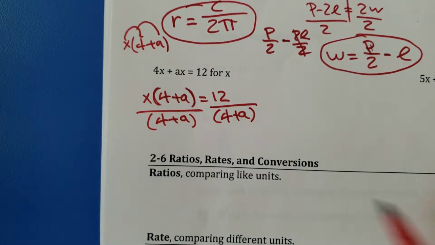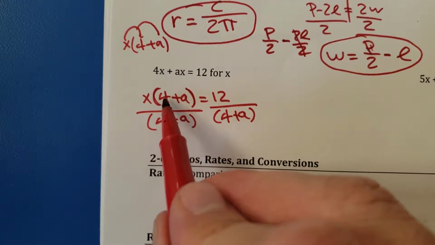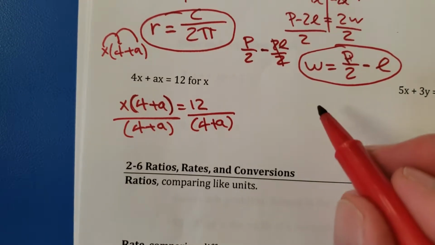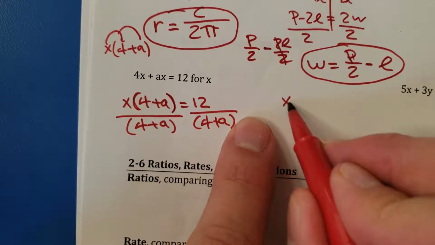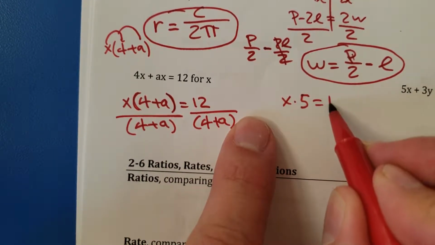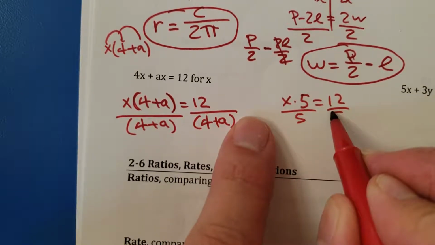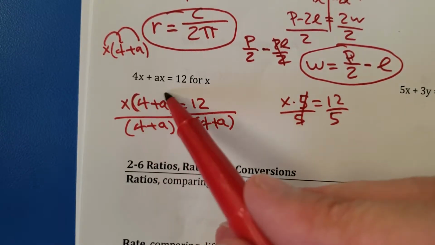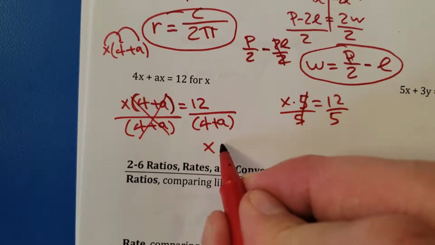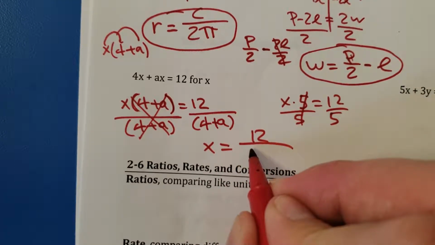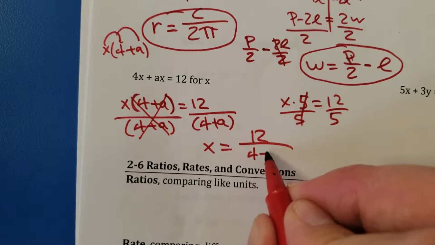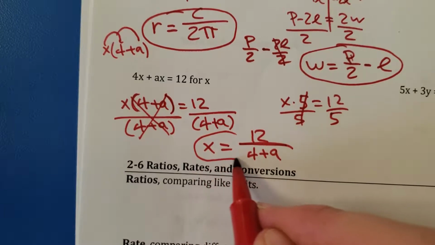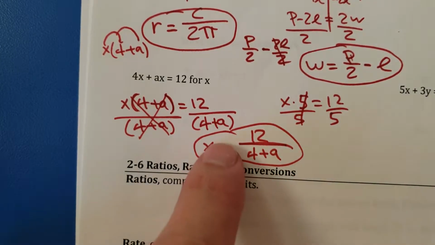How do you get rid of the group 4 plus a? You divide by the group 4 plus a. It is no different, students, than if you had x times 5 equal to 12. You just divide by 5. Just because it's on this side doesn't mean it's any different. Cancel. Cancel. x is going to equal 12 divided by, big fraction bar, 4 plus a. Now, if I have the big fraction bar, I don't need the brackets anymore. So, those are tricky, but it's really not too bad.